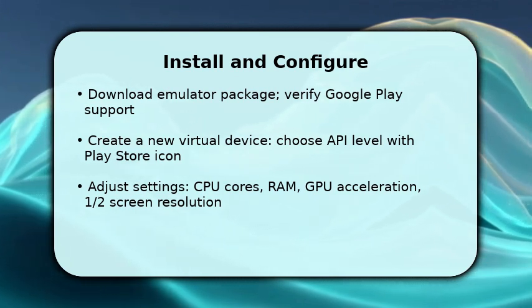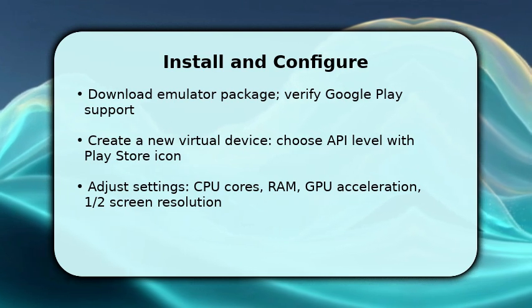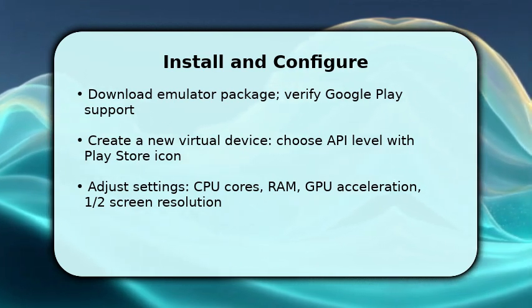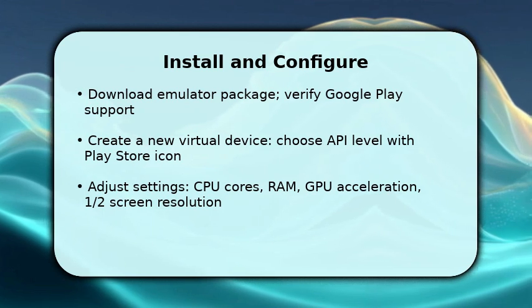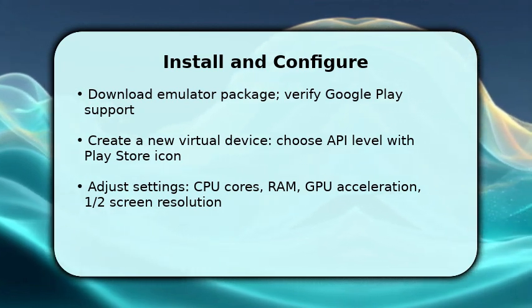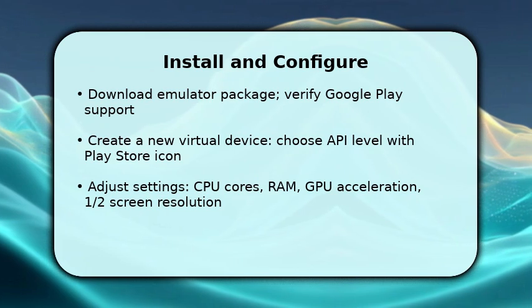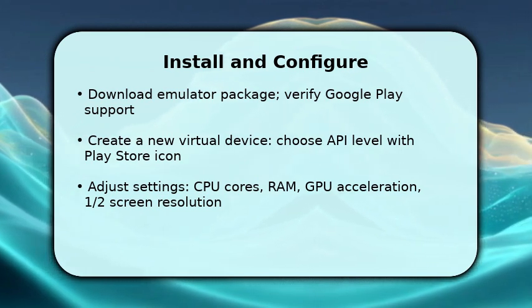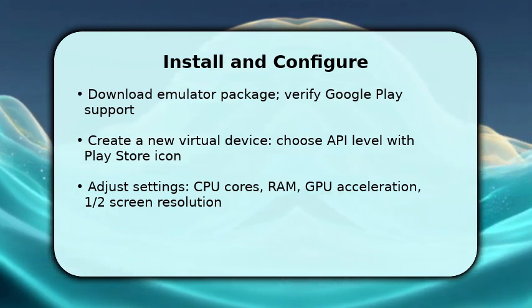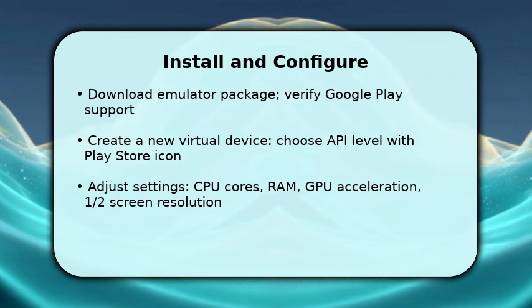Start the virtual device, then sign in with your Google account when prompted so Play Store can sync apps and purchases. If performance lags, lower the emulator resolution or enable virtualization-based performance options. These tweaks reduce stutter and make installs faster.